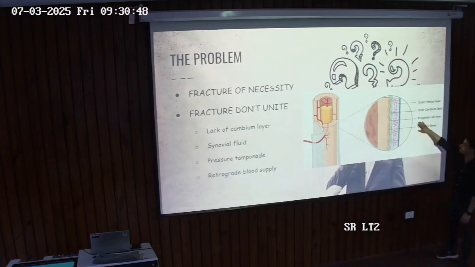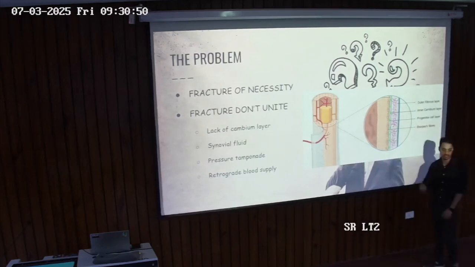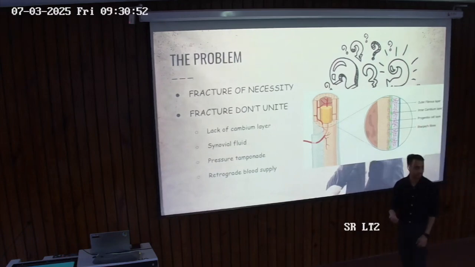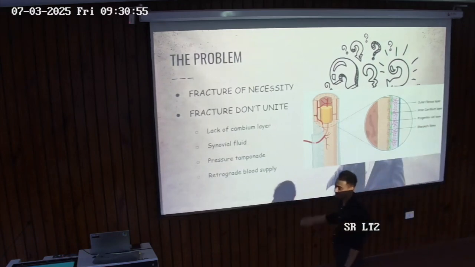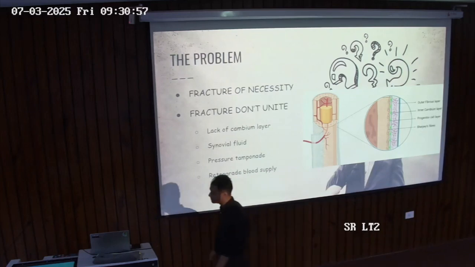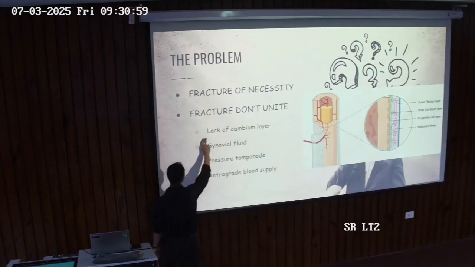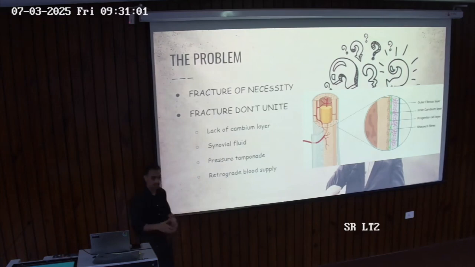Progenitor cell layer means what? What are the progenitor cells here? Osteoblast. So this layer has the osteoblast or osteoclast. So this layer is not there in the neck of femur. So there is no callus formation, no periosteum.